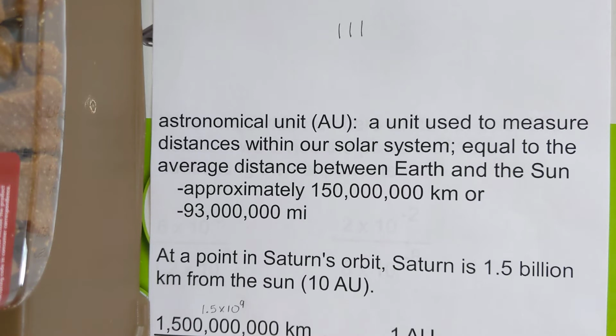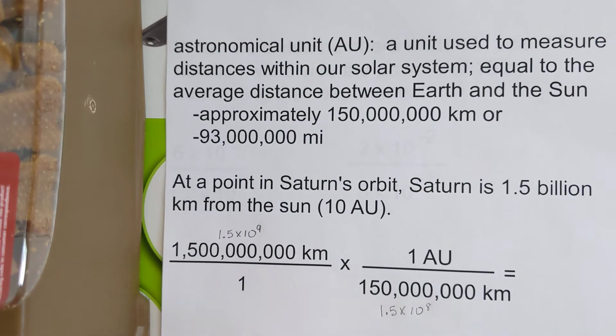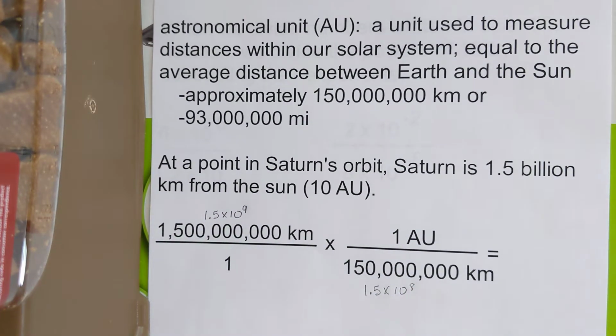So, an astronomical unit is the average distance between Earth and the Sun, which is roughly 150 million kilometers or 93 million miles. Okay, so an example of when we might need to use this division in scientific notation is taking a look at Saturn, for example. It says that at a point in Saturn's orbit, it is 1.5 billion kilometers from the Sun. So, what distance in astronomical units is that?